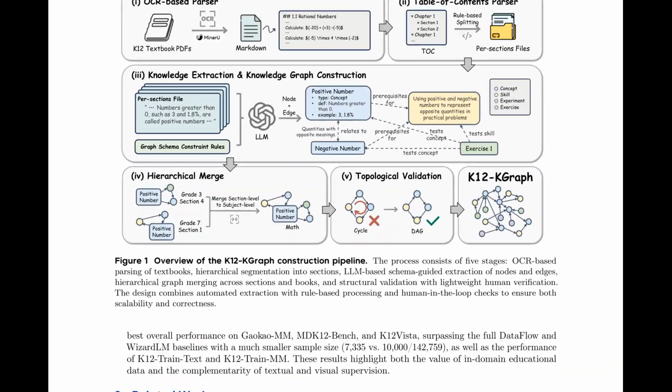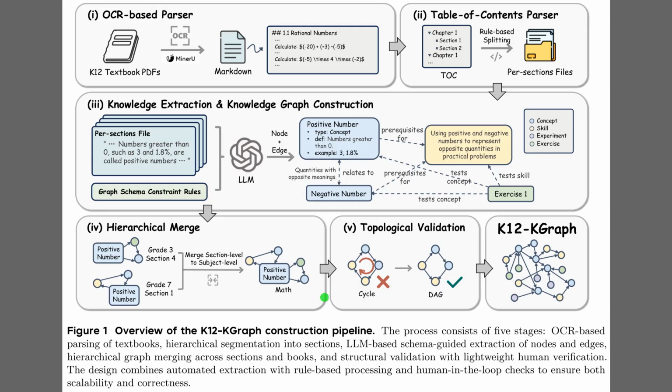Figure 1 illustrates the 5-stage pipeline used to construct the knowledge graph from textbook PDFs. First, optical character recognition and table of contents parse and convert books into structured files. Next, step 3 uses a large language model to extract concepts and relationships following specific schema rules. Finally, the system merges duplicate entities across grades and runs topological validation to ensure prerequisites form a directed acyclic graph, which prevents circular logic and learning dependencies.